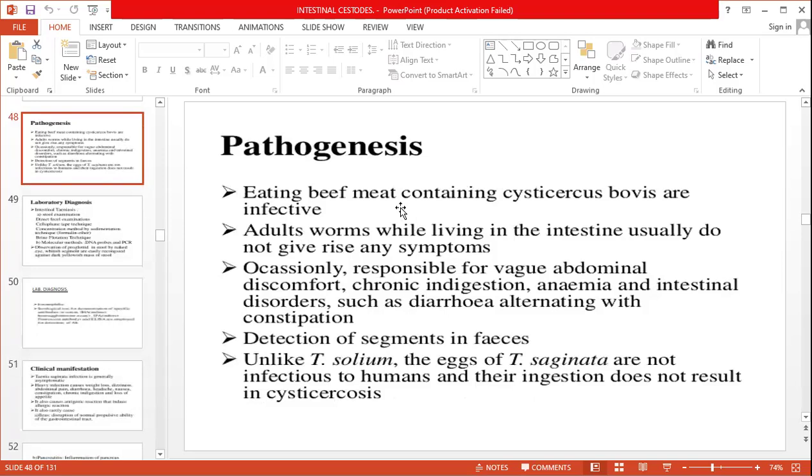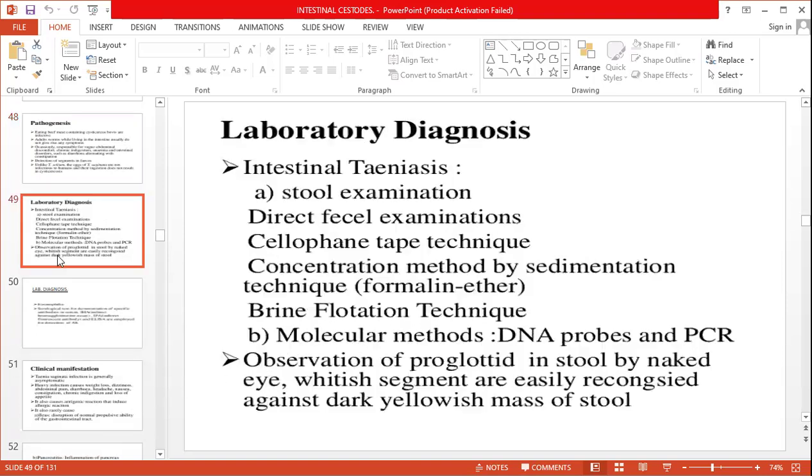Pathogens: eating beef meat containing Cysticercus bovis is infective. Adult worms, while living in the intestine, usually do not give rise to any symptoms. Occasionally they are responsible for vague abdominal discomfort, chronic indigestion, anemia, and intestinal disorders, with diarrhea alternating with constipation.